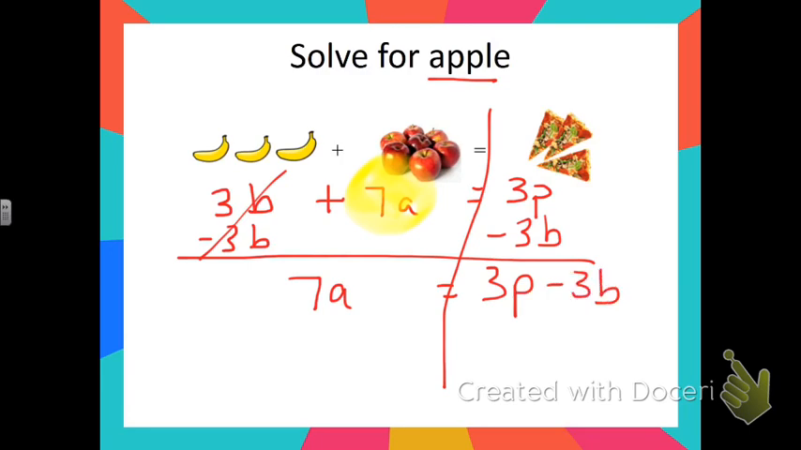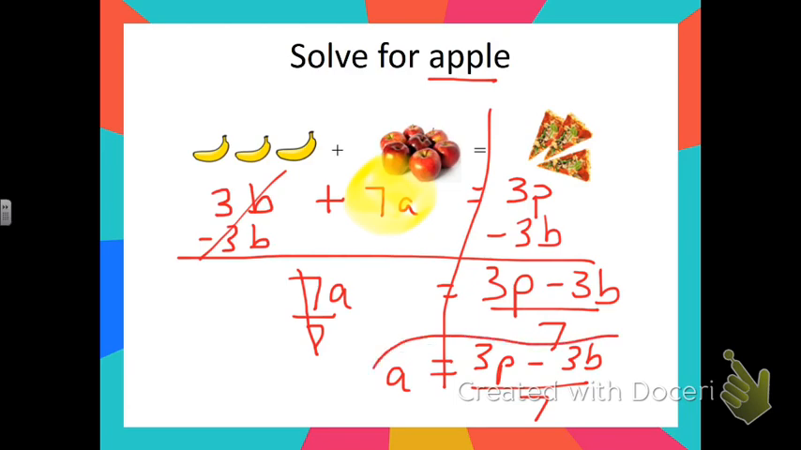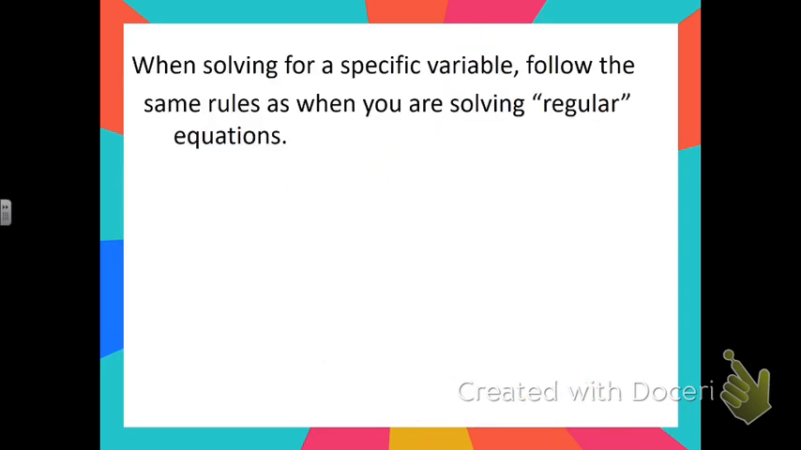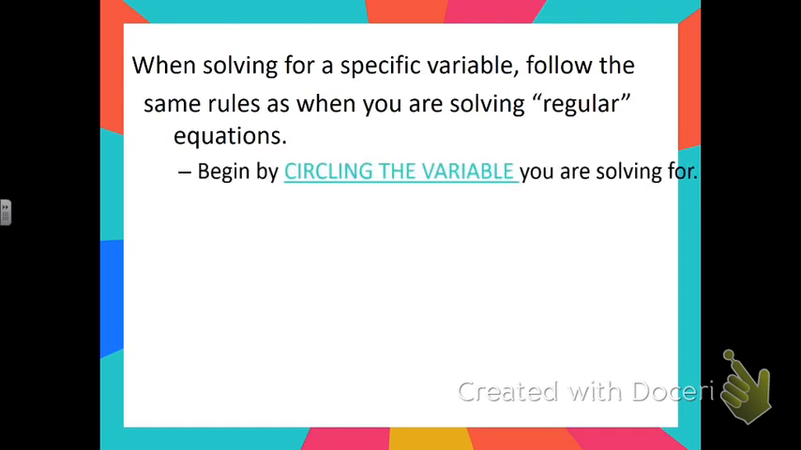And now I'm going to divide by 7. So I'm doing the same steps I've been doing in my algebra with numbers, only these are not like terms, so things don't cancel out and combine. So I'm rewriting my formula. An apple is equivalent to 3 pieces of pizza minus 3 bananas, divided by 7. Which is, I mean, it's just nonsense. But being silly, we follow our same rules.